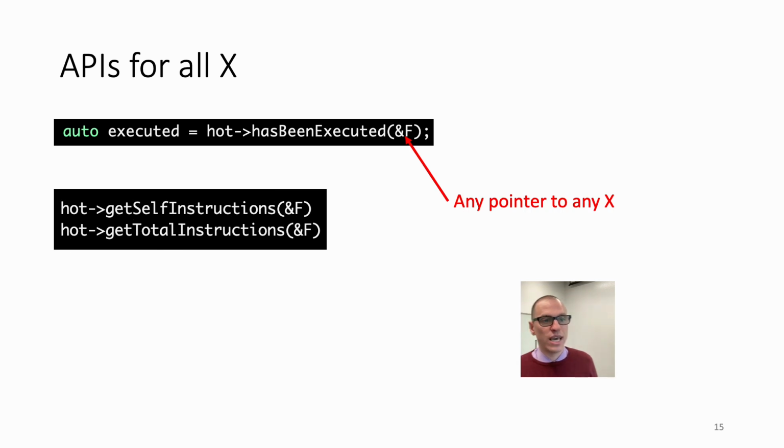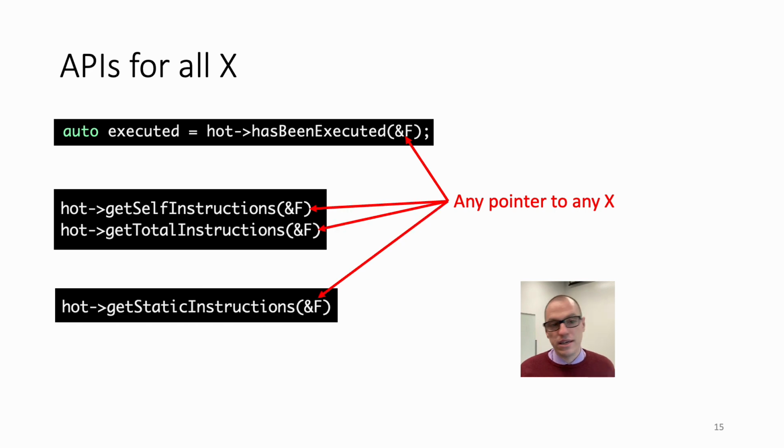Also, similarly, you can ask the hot profiler to know how many dynamic self instructions have been executed in a given region. So in a function, in a loop, in a basic block. You can also ask for the total number of dynamic instructions that have been executed in a code region. And you can also ask the profiler how many static instructions compose the code region. This is of course not computed with the profiler. This is static knowledge, but it's just convenient to have that API in the same class.